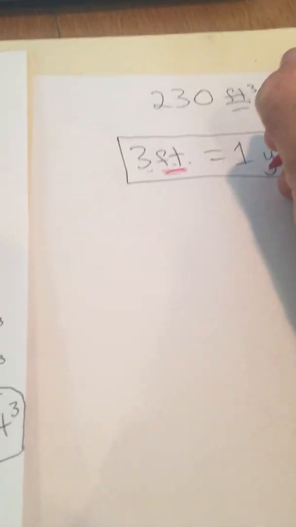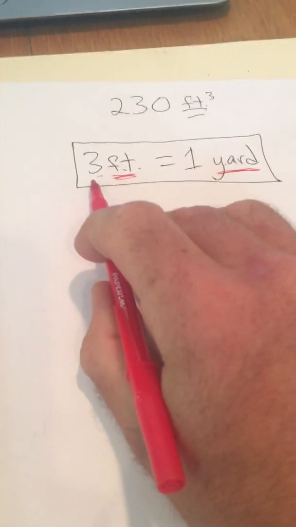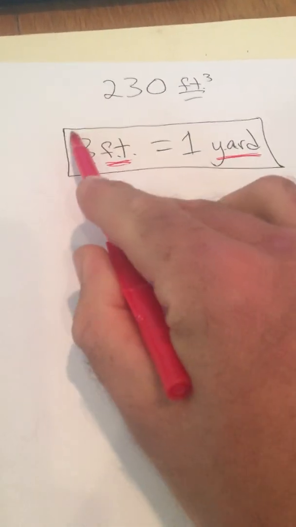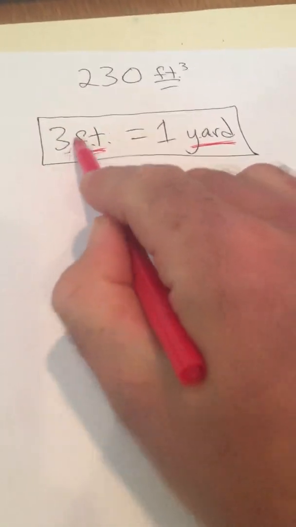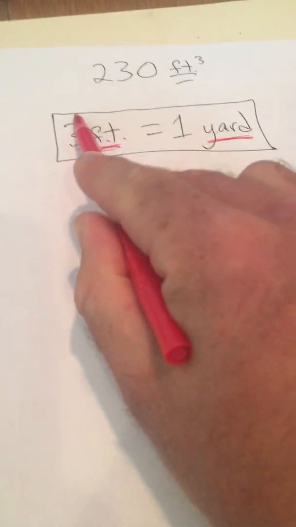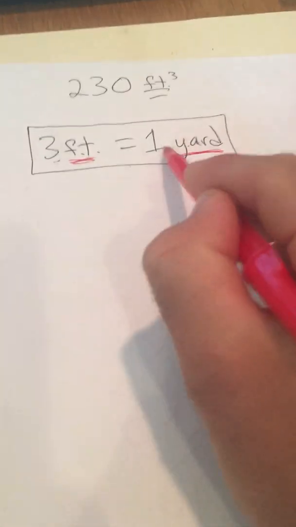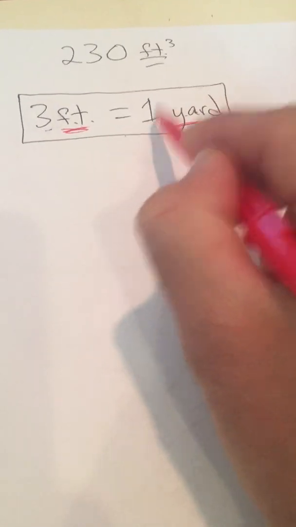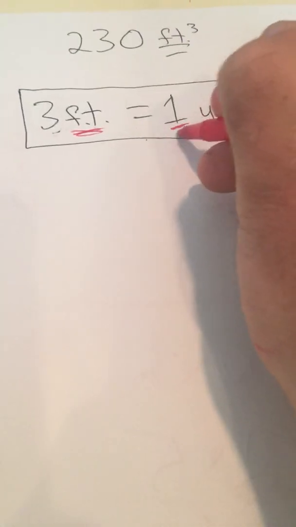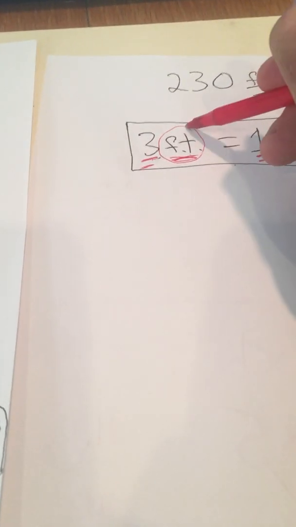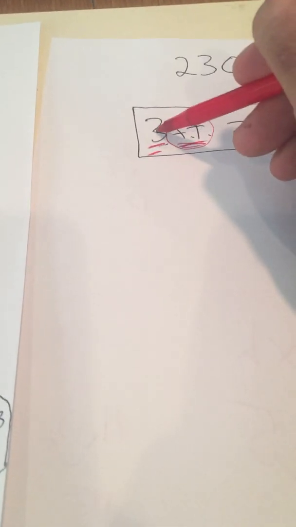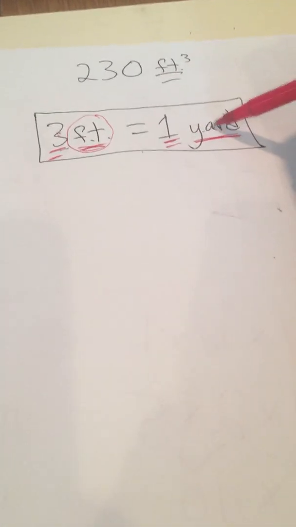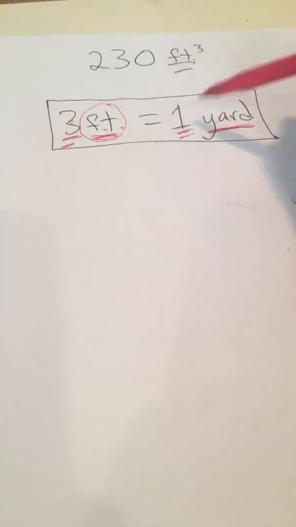So if we're comparing feet to yards, we're going to notice that feet are smaller because you need 3 of them. You're going to have a bigger number of this smaller unit to be equal to 1 of these. Because this unit is bigger, you're going to need a smaller number of them. Just like 1 is smaller than 3. Because feet are a smaller unit, you're going to need a bigger number of them. Yards are a bigger unit, so you're going to need a smaller number of them.